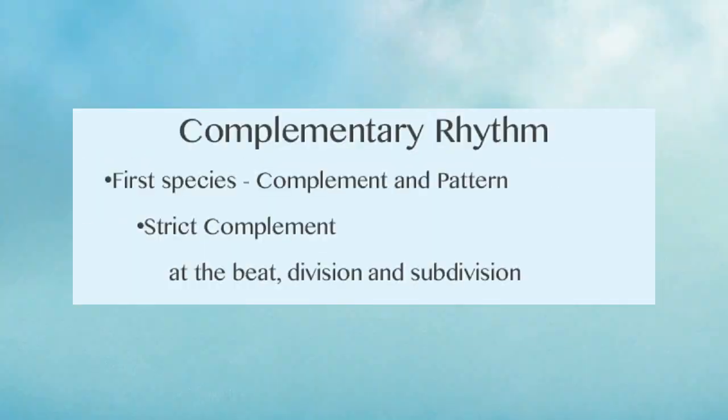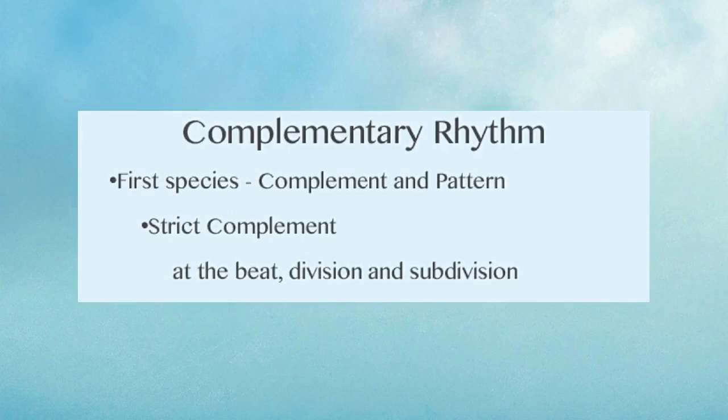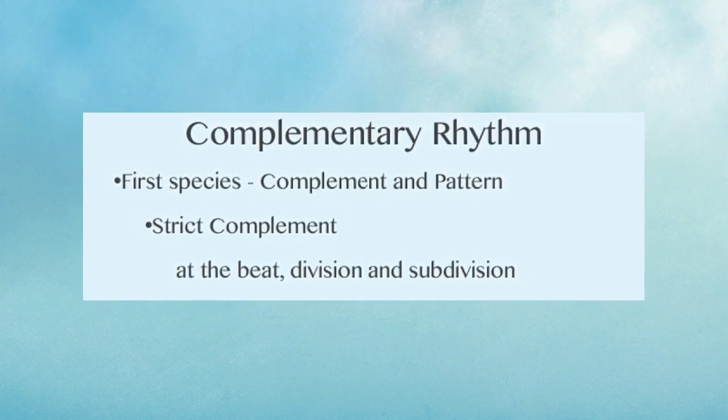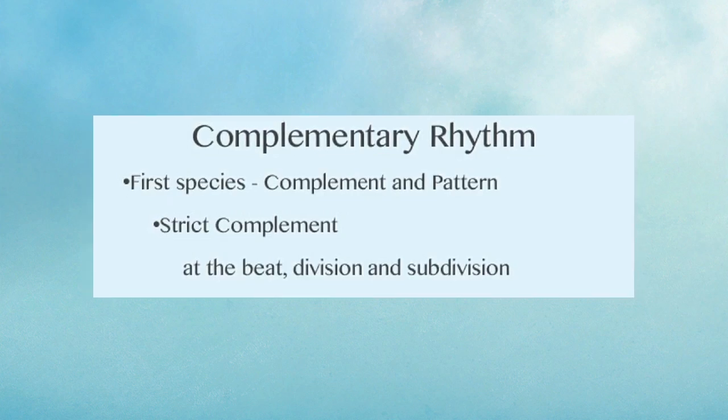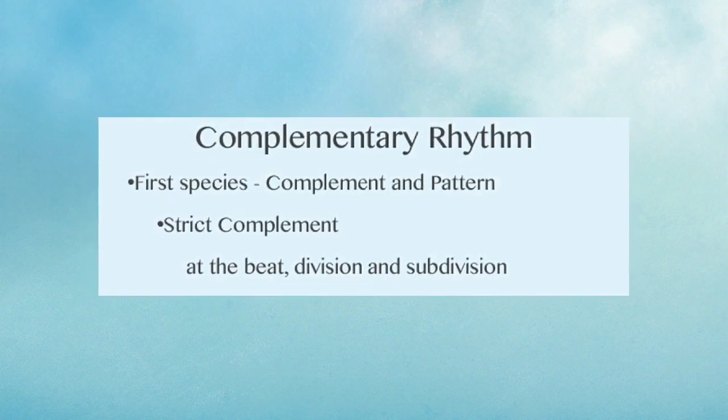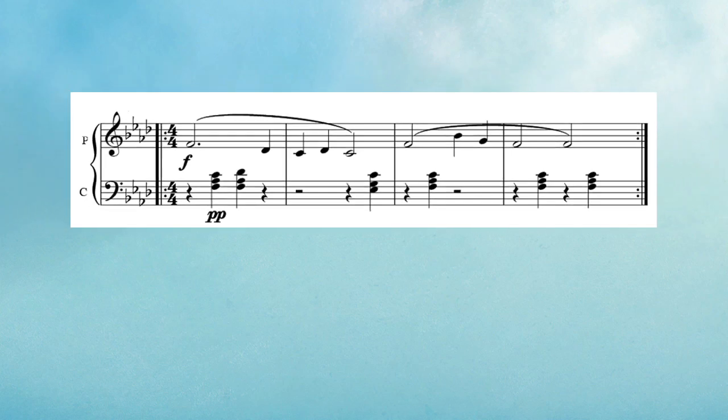The first species, called complement and pattern, has two categories, a strict complement and a mixed complement. The next 3 slides will show strict complements where we use only one note value in the secondary voice. The first example demonstrates the use of the beat note value. The second example demonstrates the division of the beat note value, and the third, the subdivision of the beat note value. Be sure to look carefully at the time signatures.